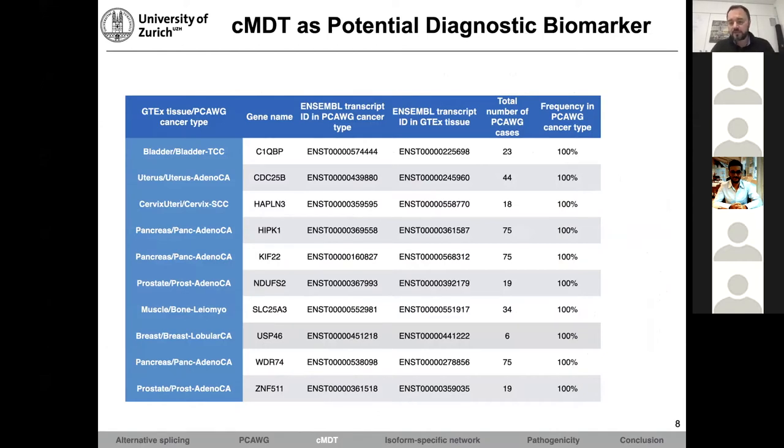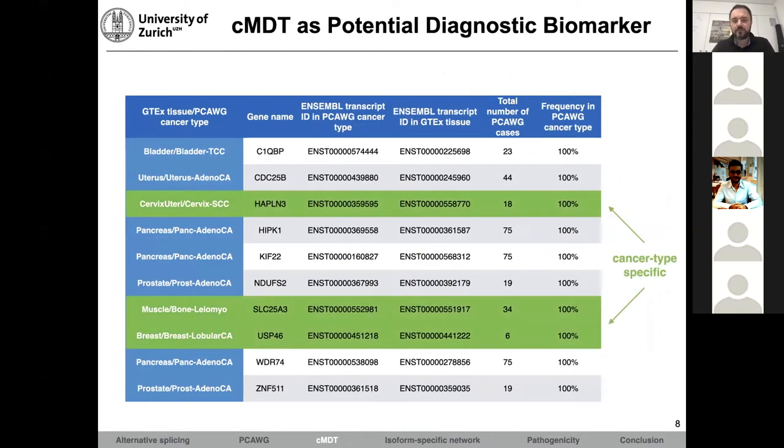And three in particular really stand out. Those three were only found in the cancer type itself and not in any other cancer type. So these are really cancer-type-specific transcripts. And those 10 are now a potential diagnostic biomarker, which we really want to follow up next, because these are transcripts that could, in theory, really be indicative of cancerous growth in a patient.